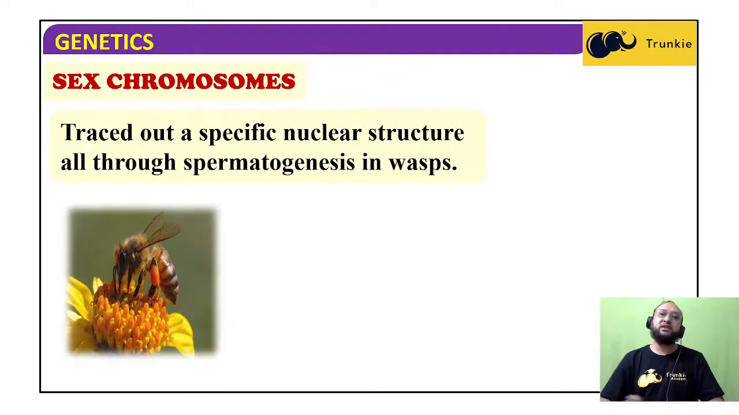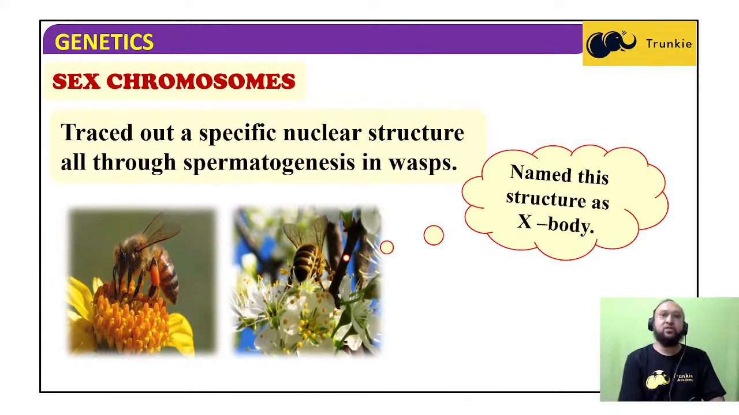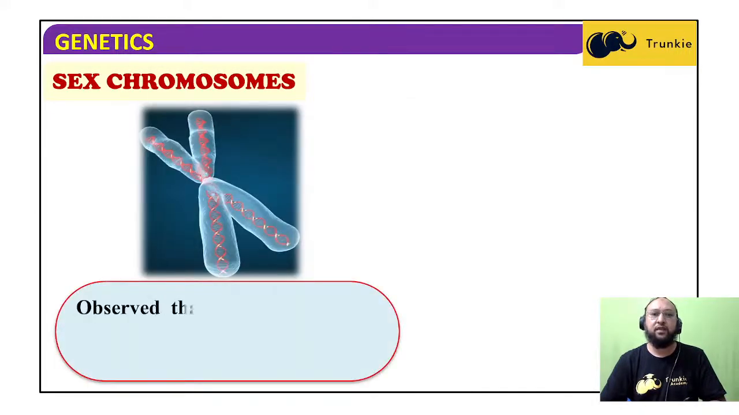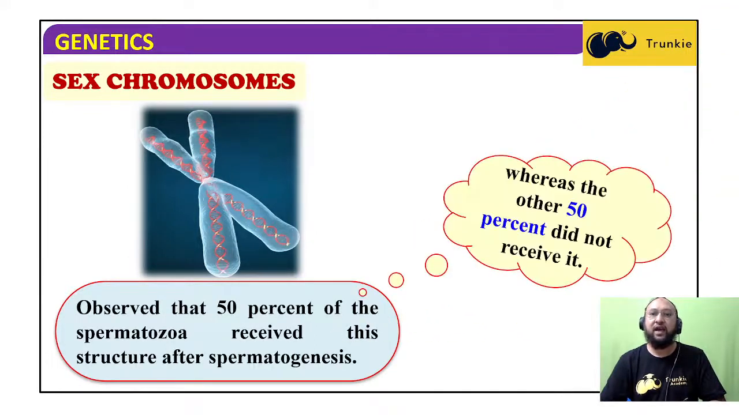Henking traced out a specific nuclear structure all through spermatogenesis in wasps. Wasps are a kind of insect, an arthropod, where he traced out a specific nuclear structure through spermatogenesis, and he named this structure the X body. So he found one structure in the nucleus, that is the X body. He observed that 50% of the spermatozoa receive this structure after spermatogenesis, whereas the other 50% did not receive it.